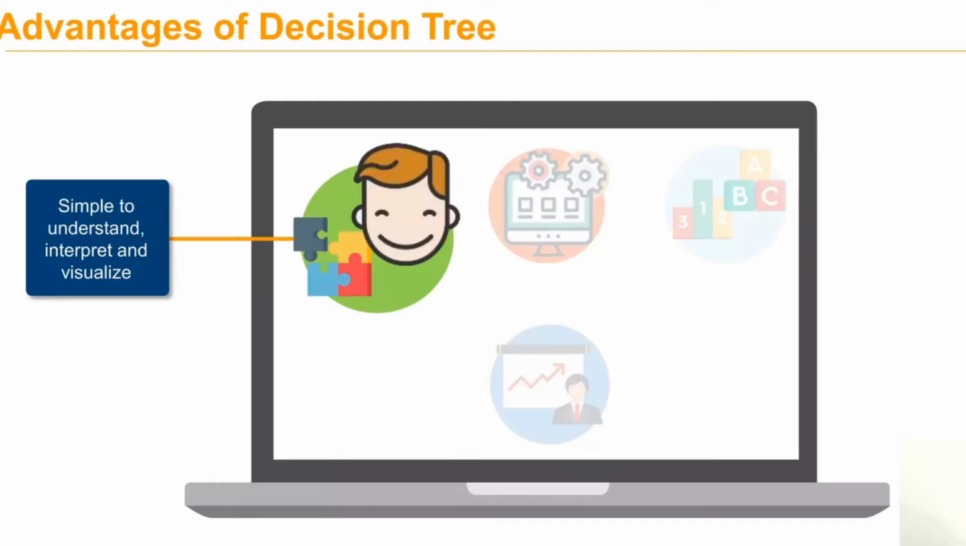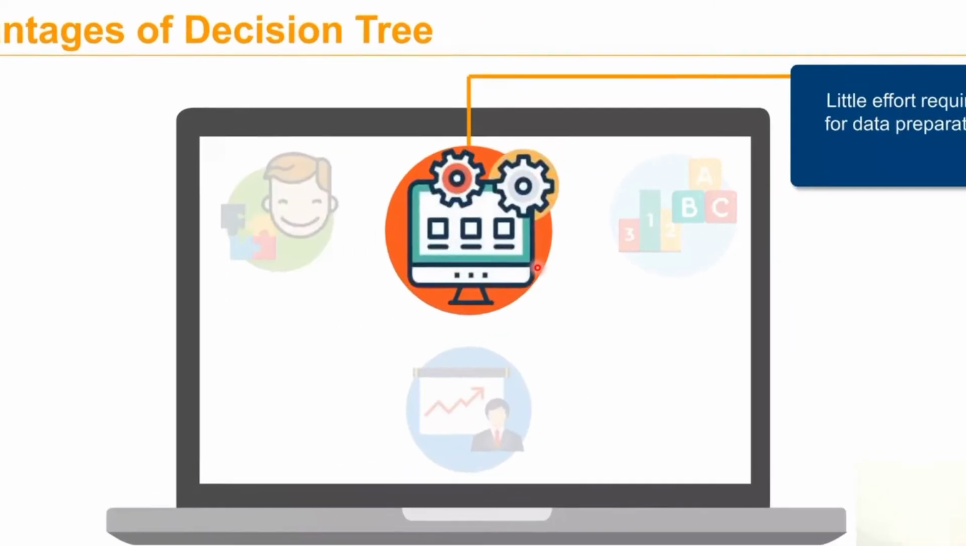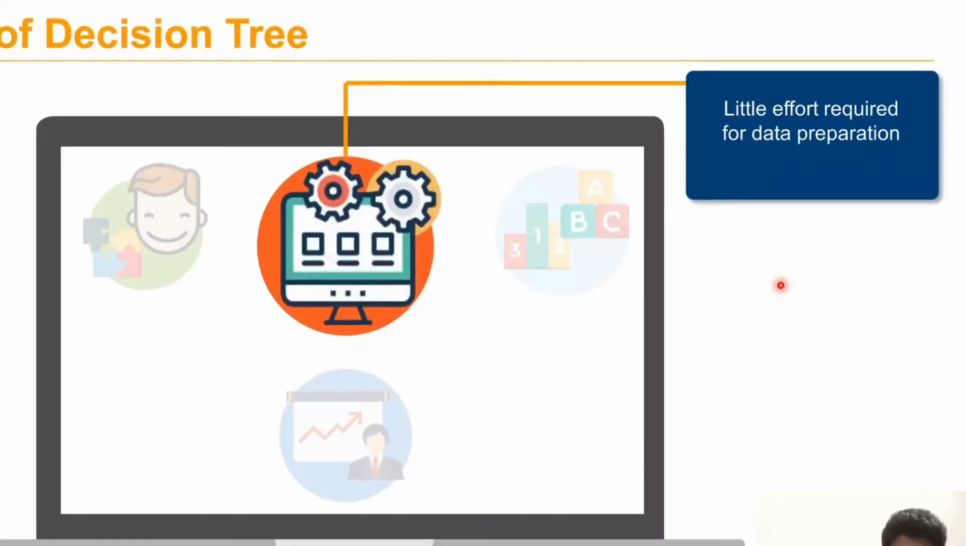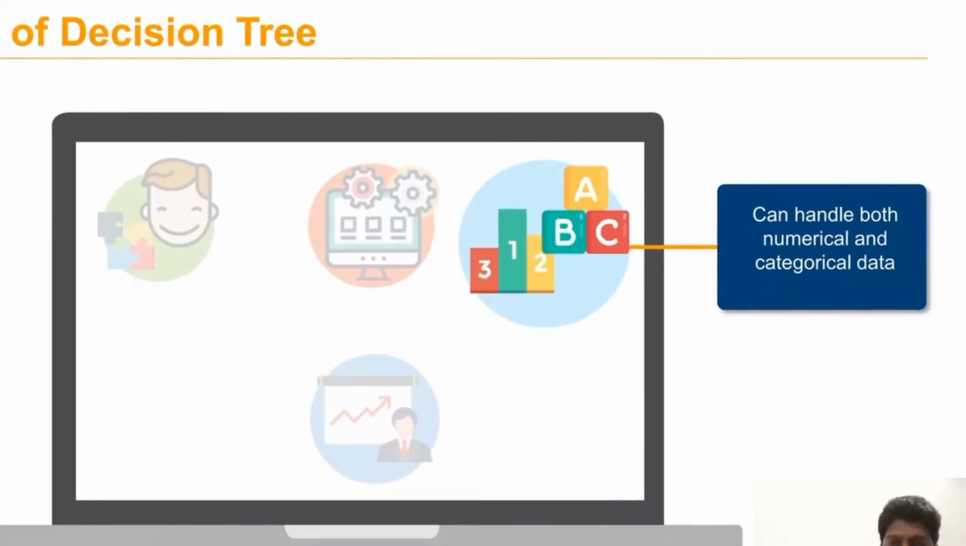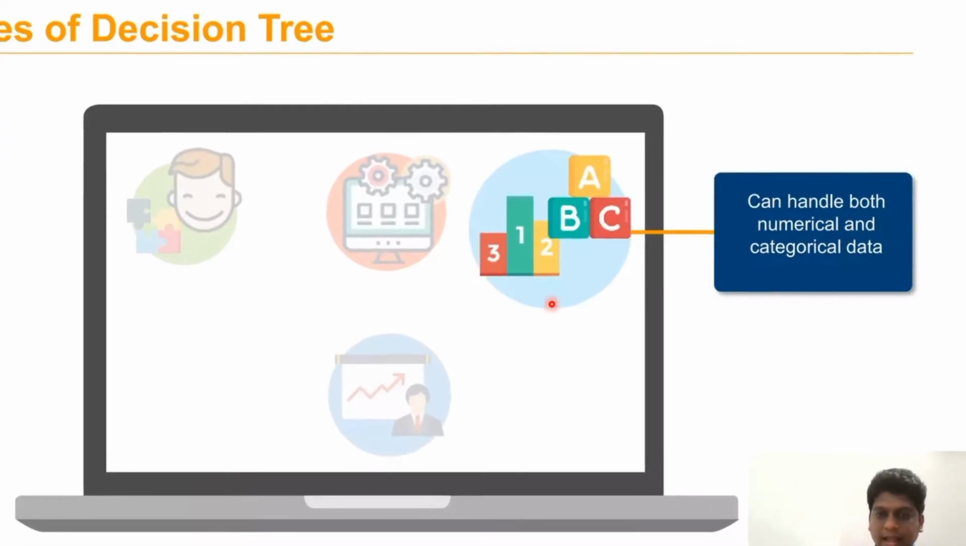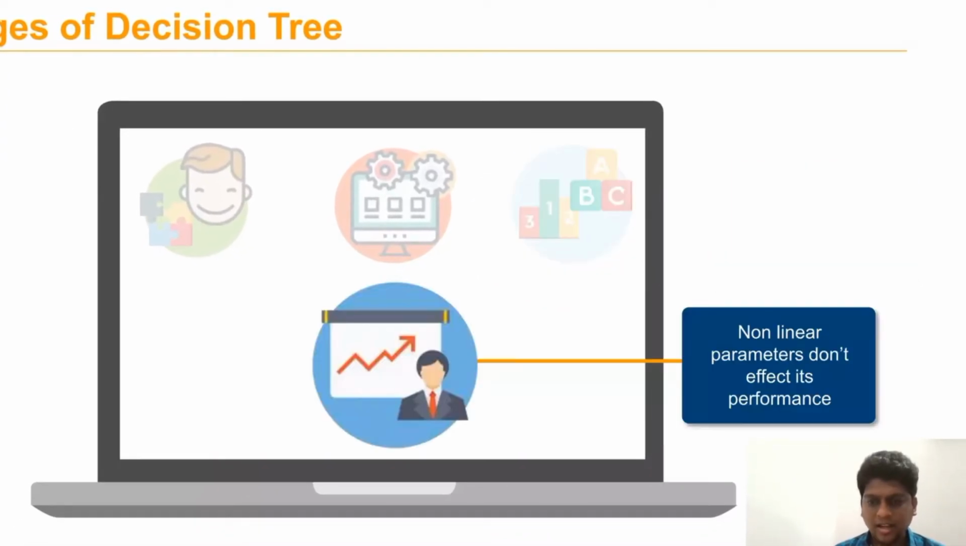Main advantages of using this decision tree: number one, it is very easy to understand. We can visualize and interpret it in a very quick manner. Preparing data for a decision tree is very easy. It can handle both numerical and categorical data. Nonlinear data which we provided during training does not affect the accuracy of the algorithm.